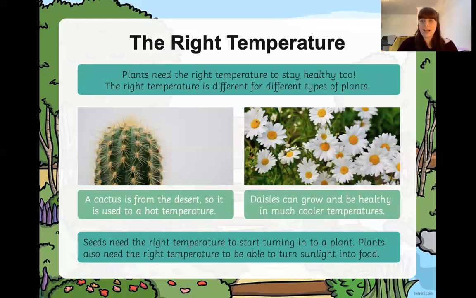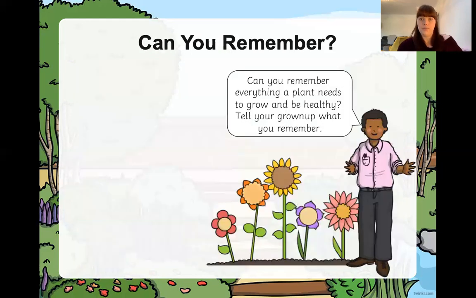And different plants need different temperature. For example, a cactus lives in the desert, so it's always in hot temperature. So that's what it needs. Whereas daisies, they need cooler temperatures to grow and be healthy. And that's why in England, where we live, we see lots of daisies because it's not very often that England gets super hot. So, can you remember everything a plant needs to grow and be healthy?